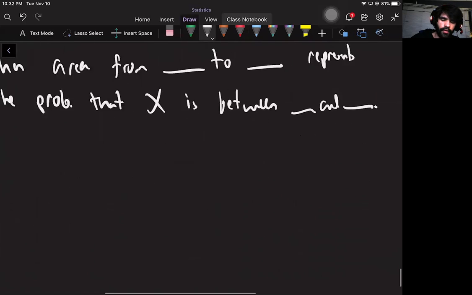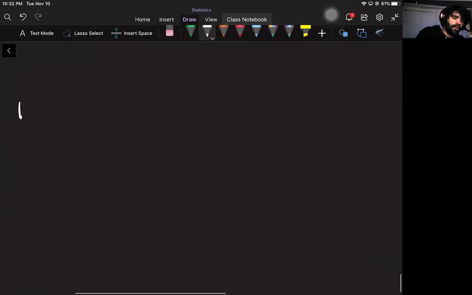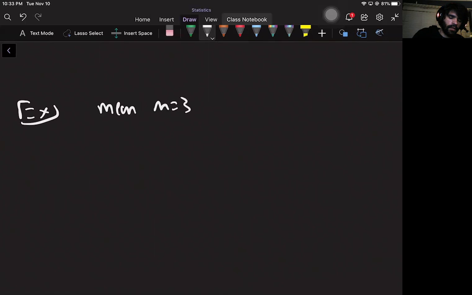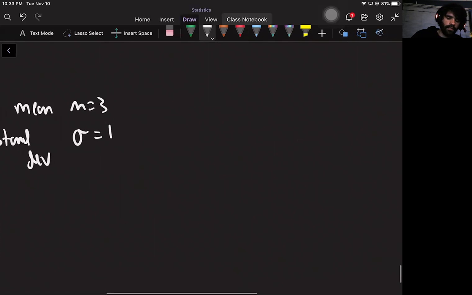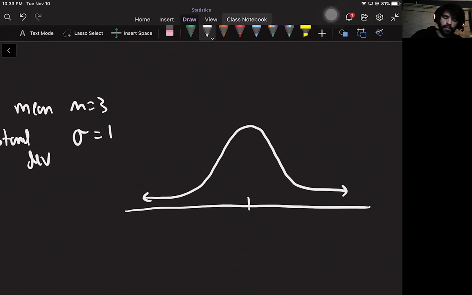So for example, if I know my mean is 3 and my standard deviation is 1, actually I changed it, it's not the same as the ones up there. But if I have this situation, what I do is I initially draw it. So again, I first draw the curve, then I label it 3. Since the standard deviation was 1, it's going to inflect at 4 and 2.